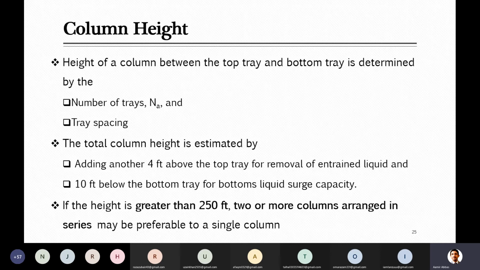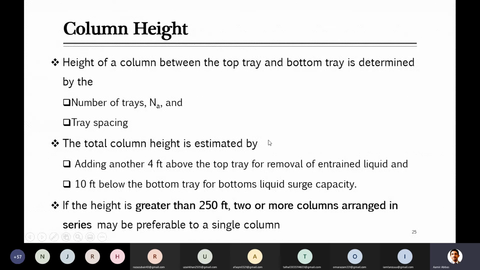We need the vapor and liquid contact, because trays help us to achieve some separation. So there should be some space at the bottom of the tower where liquid accumulates before leaving the column, and that is almost 10 feet below the bottom tray. So overall there is 4 feet above the top tray, 10 feet below the bottom tray, and in between there will be trays, and around those there will be some space.